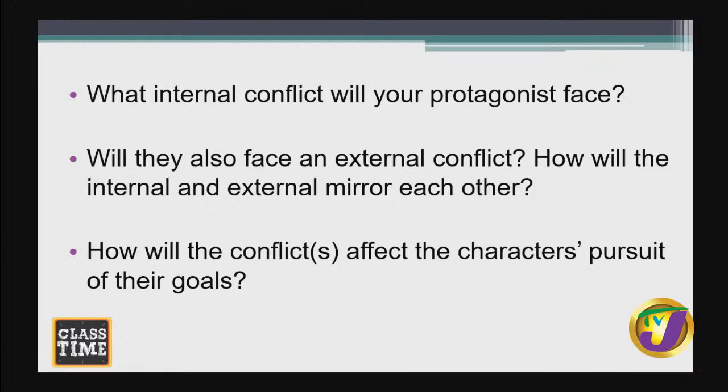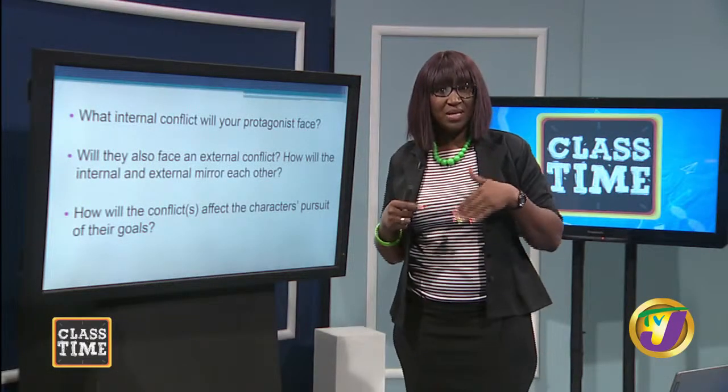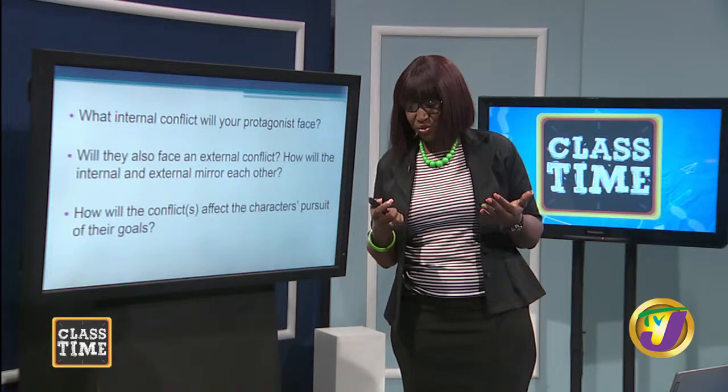Then how will the external and internal conflicts tie into each other? They can't be two separate issues. They have to connect in some way. And of course, will this conflict affect them in other ways? So think about all of those and then write them out in your story as well.